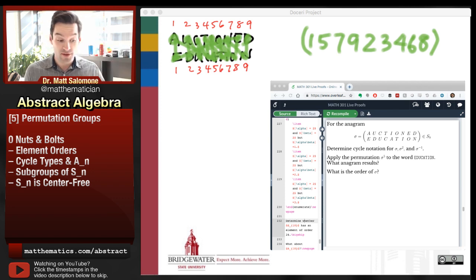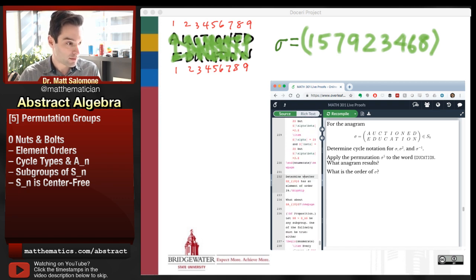It turns out, for this example, that figuring out disjoint cycle notation for the permutation that turns the word auctioned into the word education gives me a permutation that is already just a single cycle. It's a 9 cycle. There is a way of seating the numbers 1 through 9 around a round table, such that representing this permutation is the same as representing every one of those positions taking one step to its right along the table. So there is cycle notation for sigma.